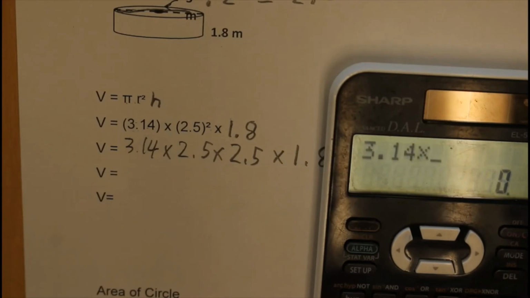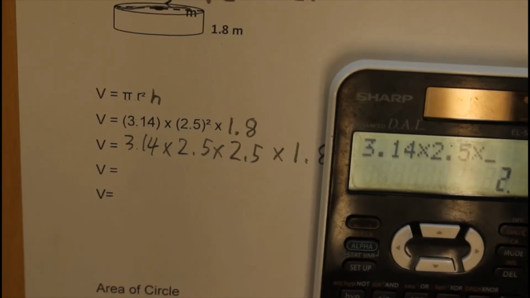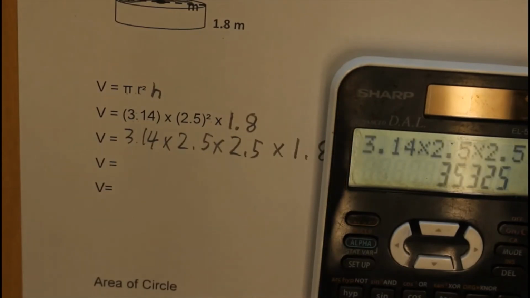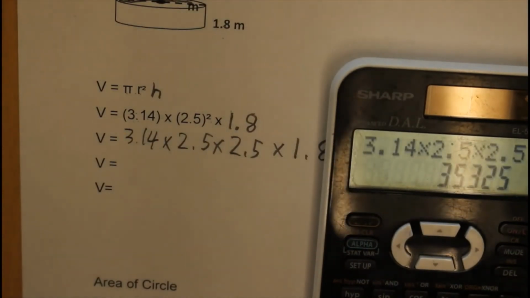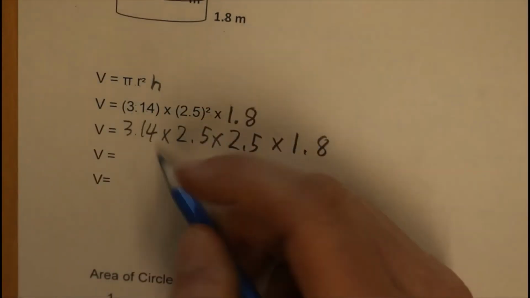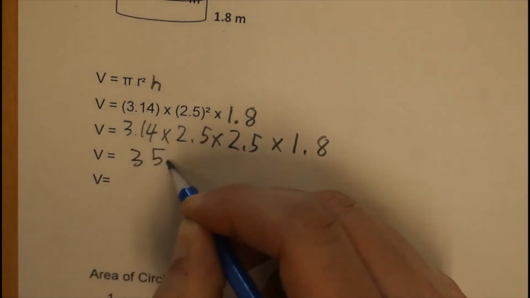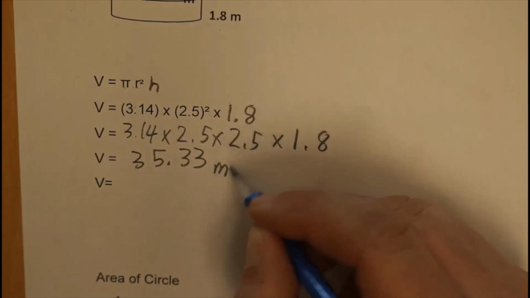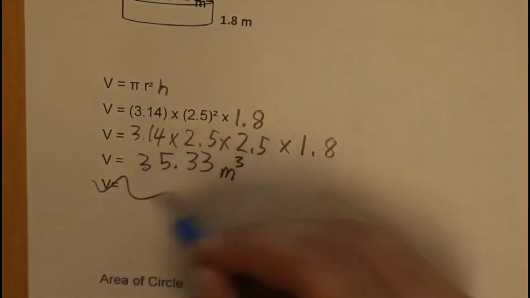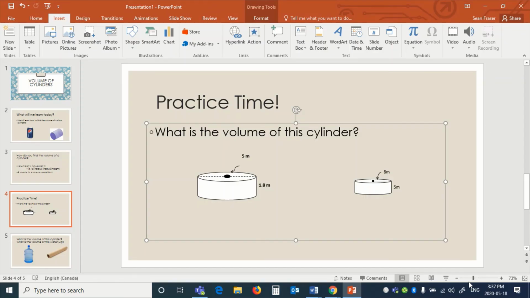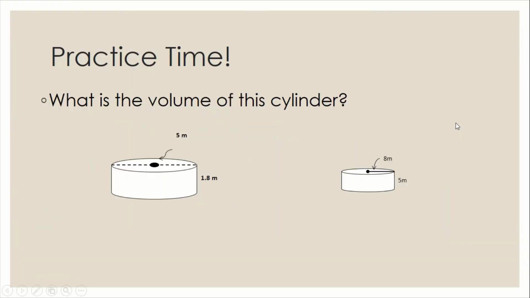3.14 times 2.5 times 2.5 times 1.8 gives us, oh yeah, right there, 35.325, or 35.33 meters. And now we're dealing in cubed, meters cubed. Okay, we got 6 questions on there. Good luck.